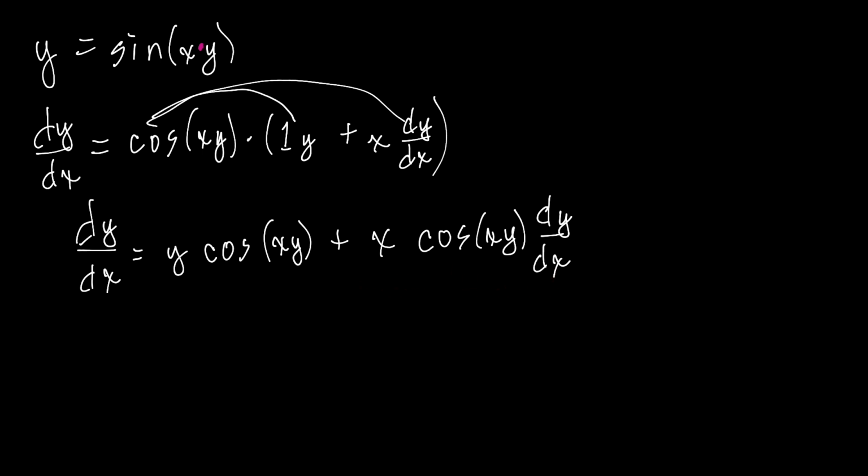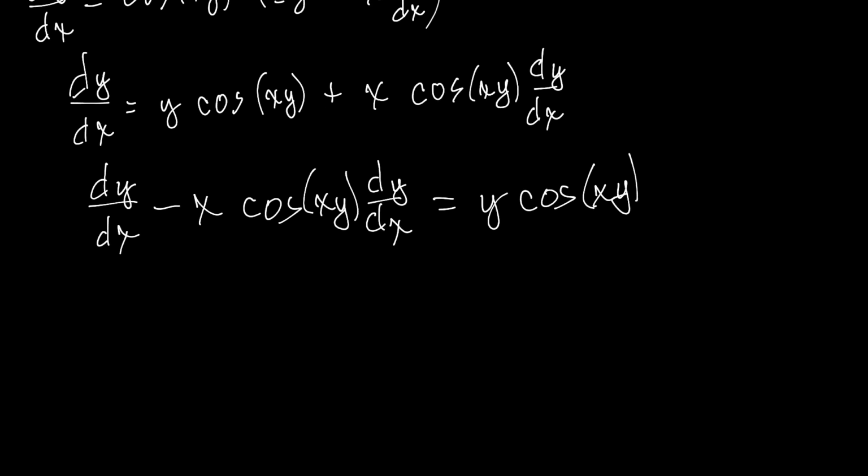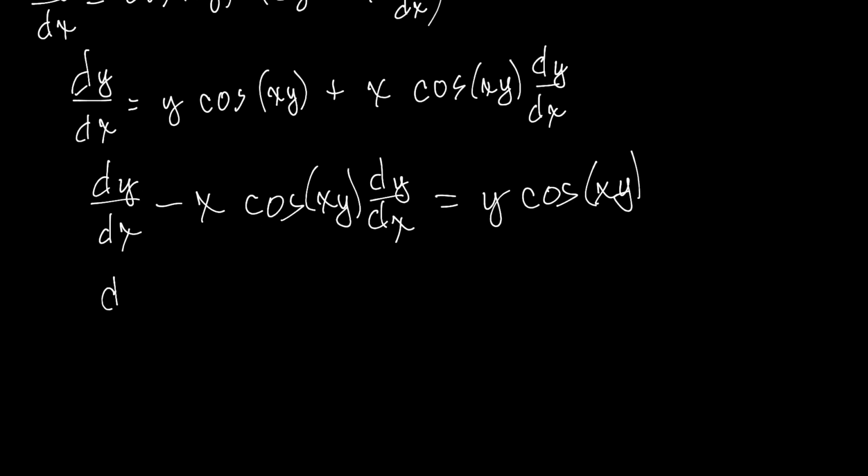So I can move this to the left-hand side and then factor out the dy/dx. So dy/dx, this is the dy/dx that's already over here. And then I'm going to subtract x times the cosine of xy dy/dx. And that's still equal to, let's see, y cosine of xy. So now we can factor out dy/dx.